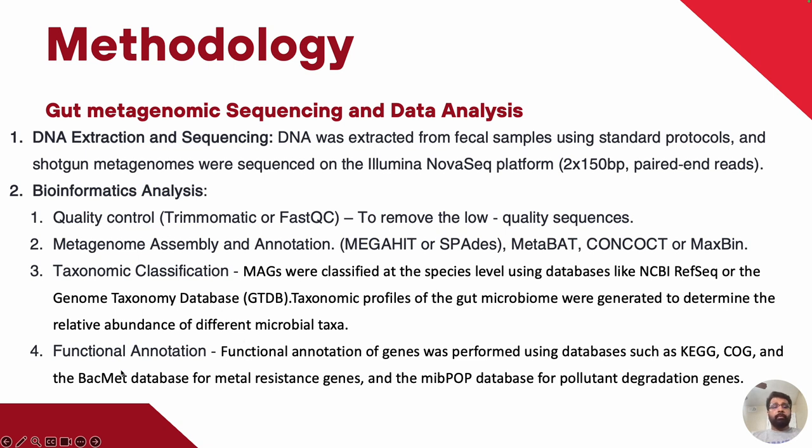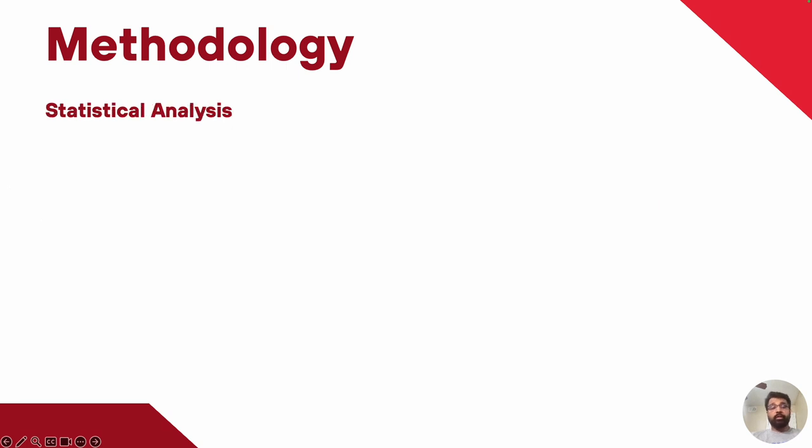And then the fourth part is the functional annotation of the genes. They use databases such as KEGG and COG and the BacMet database for the metal resistance genes, to identify those particular genes in the genome. You will see that later in the study. So these are some of the tools that they use for the metagenomic, the genomic analysis.